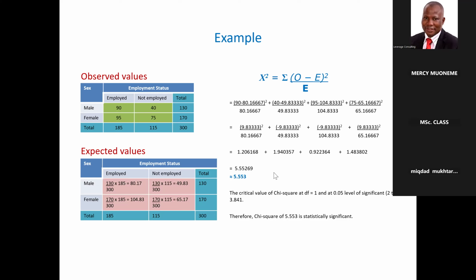So for you to do that, you need to calculate what are the values that are supposed to be there. If let's say the null hypothesis is true, and the null hypothesis says there's no difference in the employment rate between male and female. So if there's no difference, what should be in all those four cells, instead of 90, 40, 95, 75, what should be there? So intelligent people look at the table now.